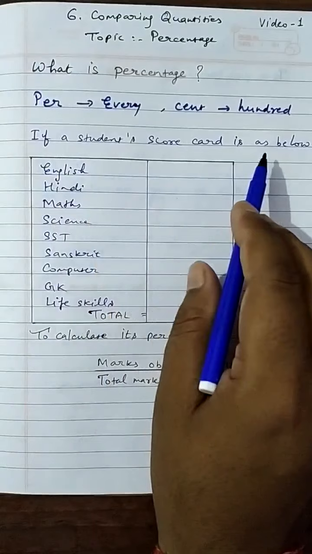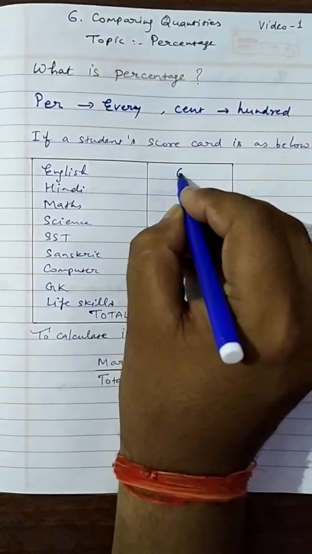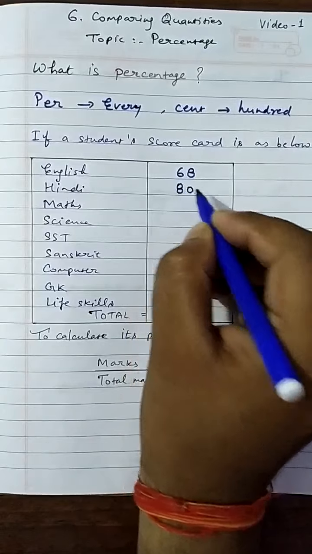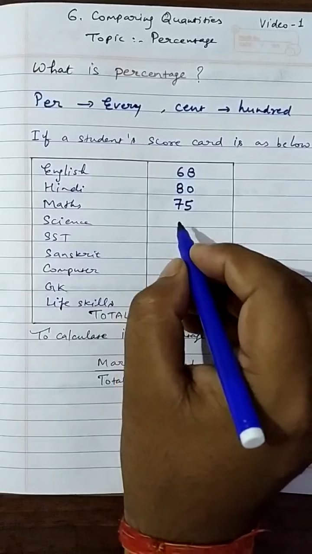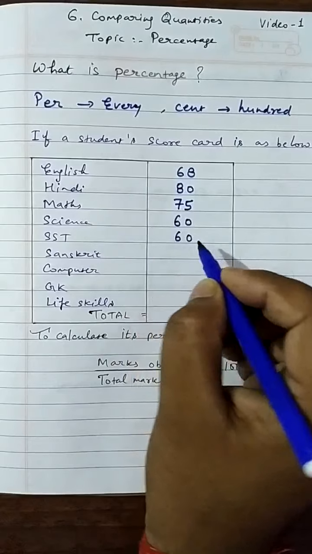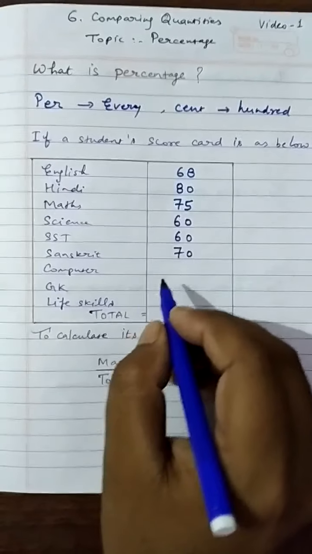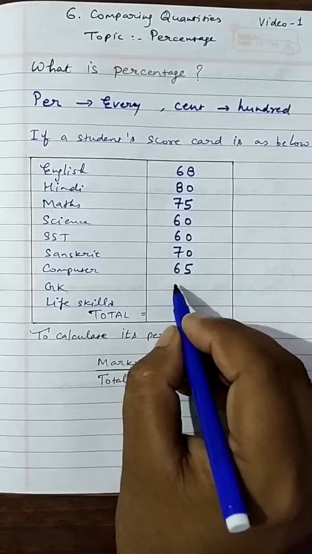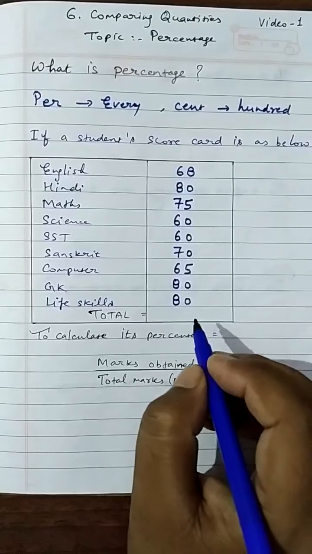If a student's scorecard is as below: in English he scores 68, in Hindi he scores 80, in maths he scores 75, in science he scores 60, in social studies also he scores 60, in Sanskrit he scores 70, in computers he scores 65, in GK he scores 80, and in life skills also he scores 80.